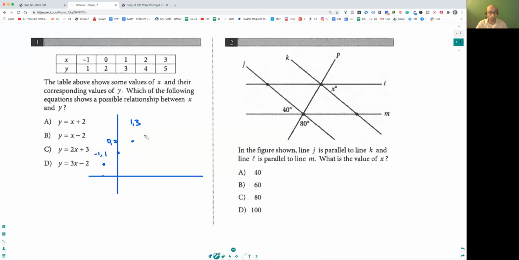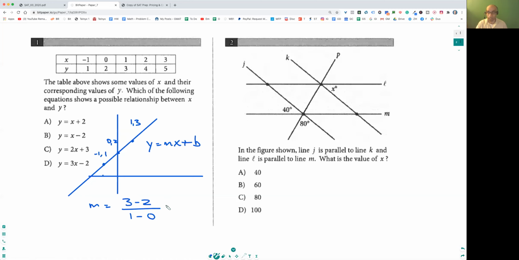Now your job is to, first of all, as I always mention, find y equals mx plus b. Remember, the m is the slope. So m is equal to the slope between any two of these points. Let's take these two. So what do you get? 3 minus 2 over 1 minus 0.